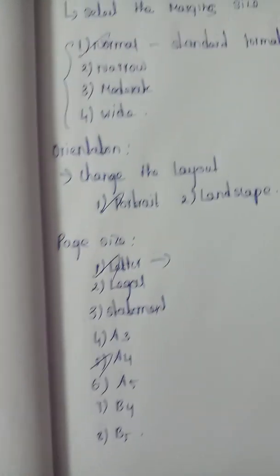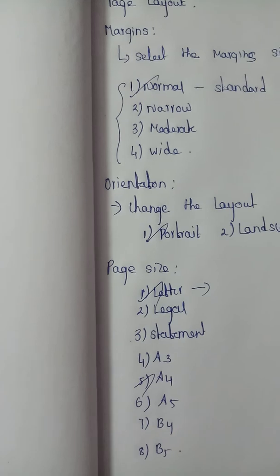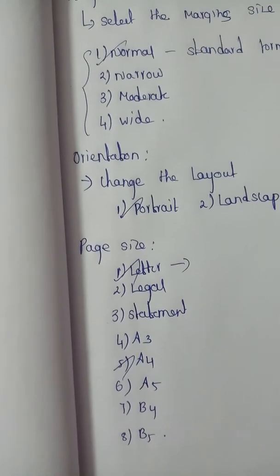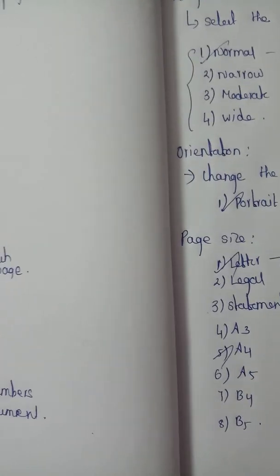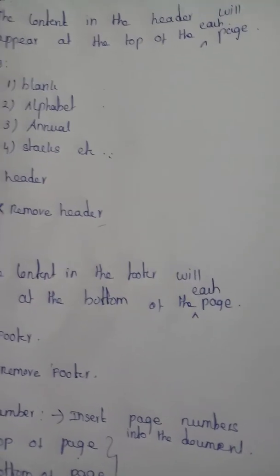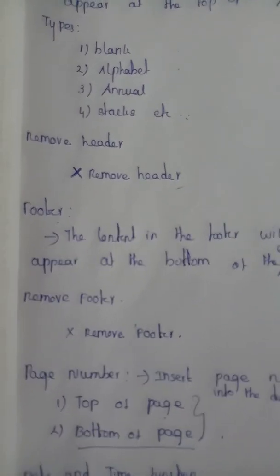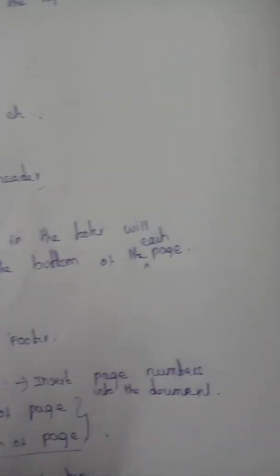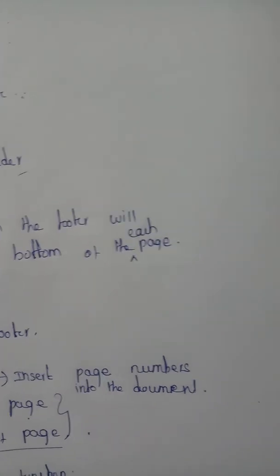So these are the standard formats. What is the standard format for margin? Normal. For orientation, portrait, and for page size, letter. Okay. So what is the use of the header? The content in the header will appear at the top of each page. And what is the use of the footer? The content in the footer will appear at the bottom of each page, and page number is used to insert page numbers into the document.